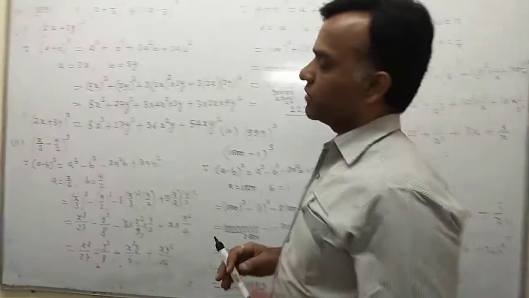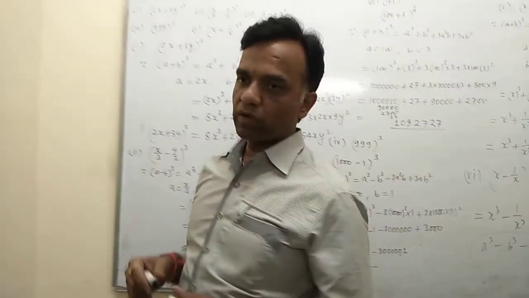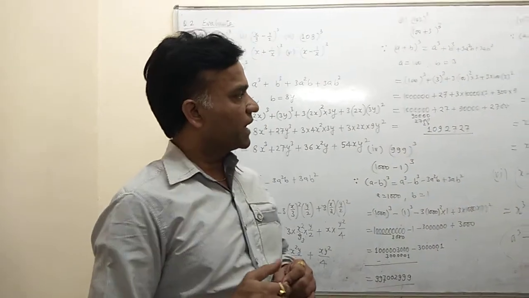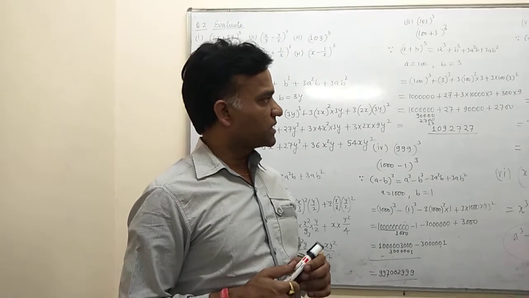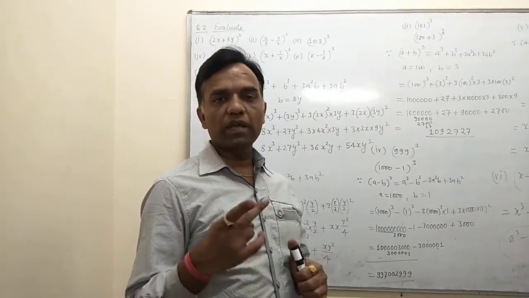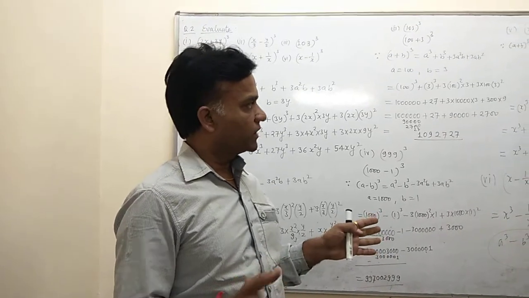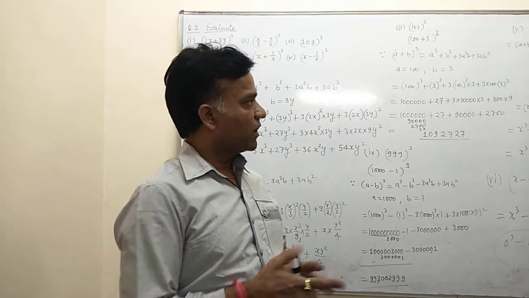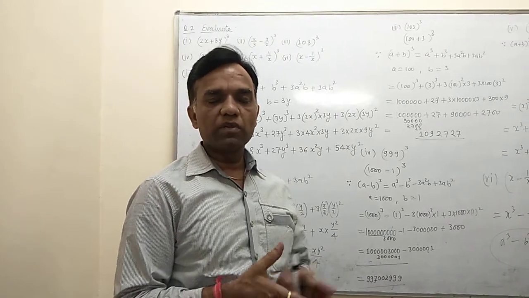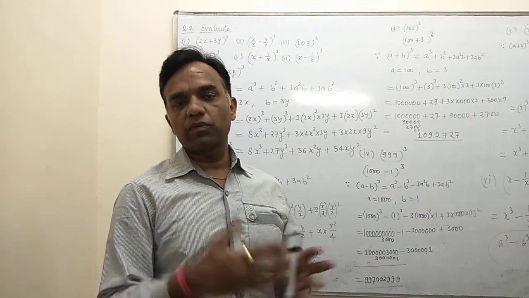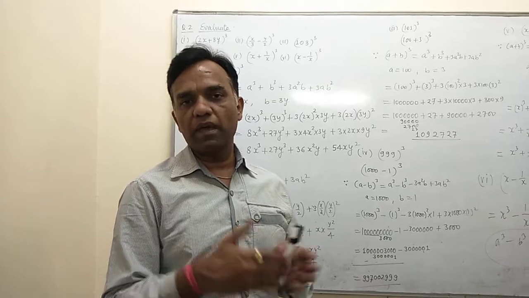So these are all our expansions, given in the form of whole squares and whole cubes. One expansion is remaining, I think: the trinomial given with the square. This is the last form of expansion, because all the other expansions are over here. We used the identities like (a plus b) whole square, (a minus b) whole square, (a plus b)(a minus b).